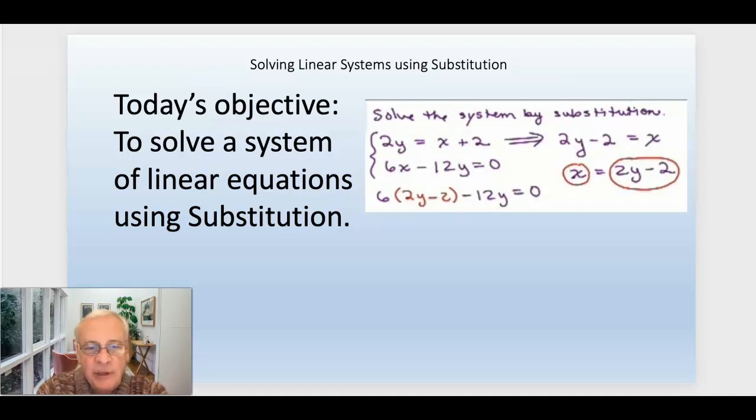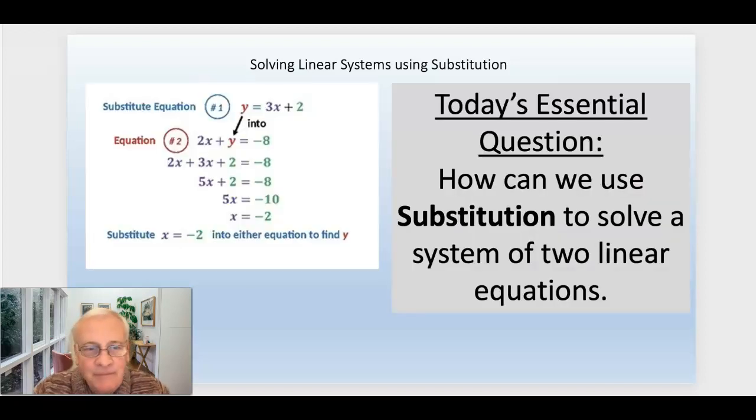Today's objective: to solve systems of linear equations using substitution. The essential question, again: how can we use substitution to solve a system of two linear equations?